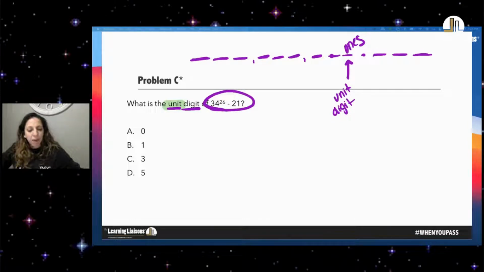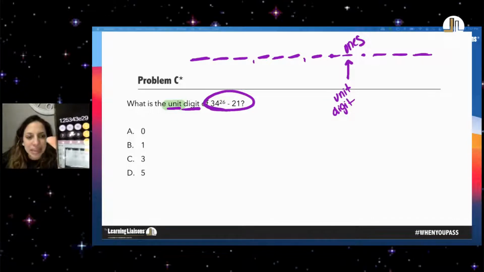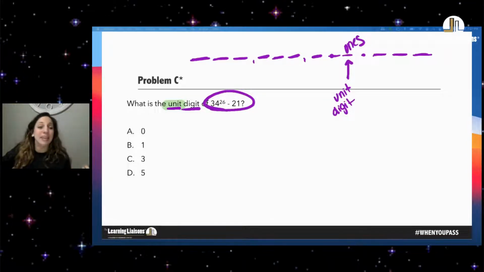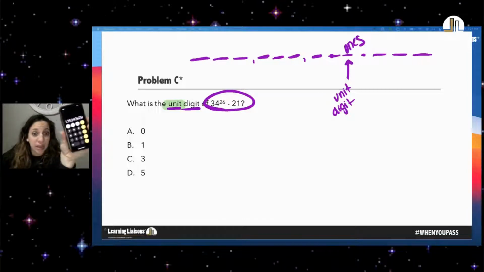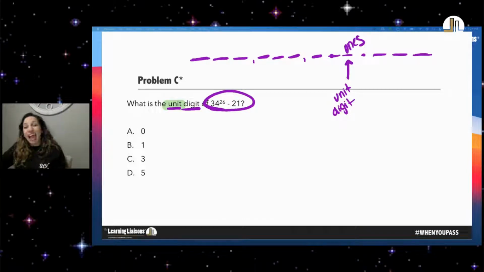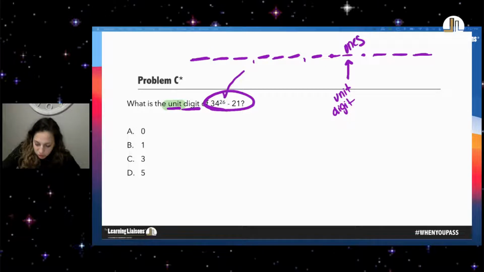However, if I punch in 34 times 34 and I do that 26 times, I'm going to end up with an E error, which just means that number is way too long for this poor calculator to be able to handle. So that said, we have to have a strategy to solve this. Here's what's really awesome about exponents. They follow a cyclical pattern.